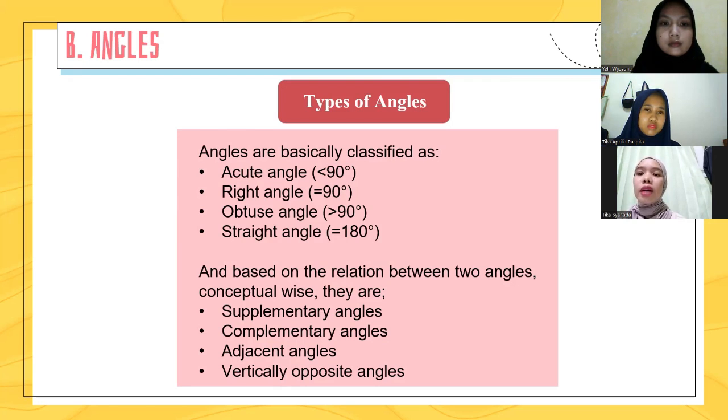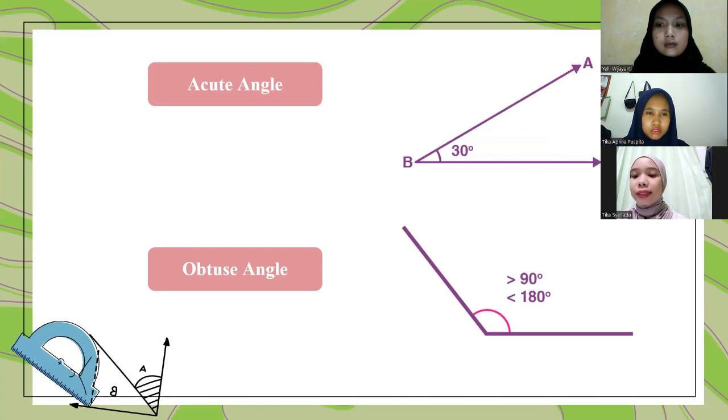The first one, angles are basically classified as acute angle, less than 90 degrees, right angle, equal to 90 degrees, obtuse angle, greater than 90 degrees, and straight angle, equal to 180 degrees. And based on the relation between two angles, conceptually, there are supplementary angles, complementary angles, adjacent angles, and vertically opposite angles.